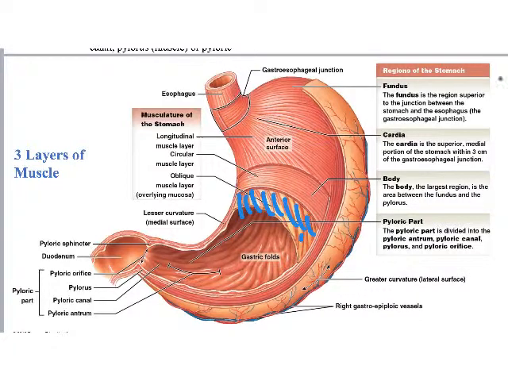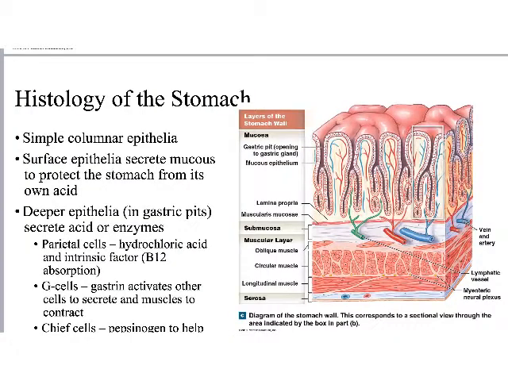You can see the 4 sections here again. Okay, if we look down at the tissue level of the stomach, it gets a little more complicated. We're just going to give you an introduction here in anatomy. When you get to physiology, you'll talk a bit more about the different types of epithelial cells that are there in the stomach and the different substances that they produce.